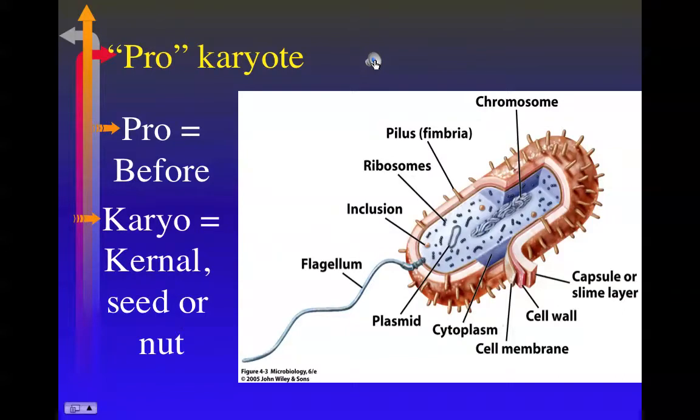Prokaryote means before the kernel. The kernel or seed is referring to a structure that we see in other types of cells we call eukaryotic, called a nucleus. Well, prokaryotic cells have no nuclei. And this is the fundamental, huge difference between a prokaryote and a eukaryote: the absence or the presence of a nucleus.